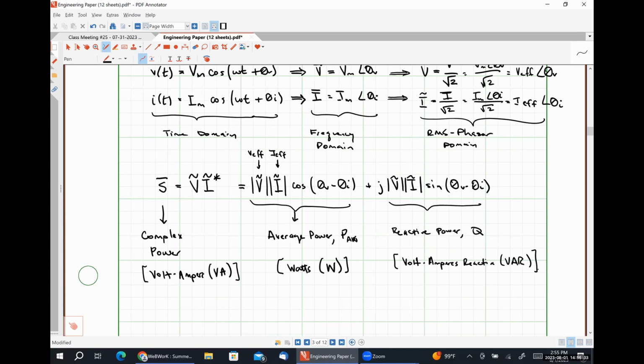Okay. The reactive power is the portion of the complex power that gets sent back and forth between the source and the load. So it represents energy storage in the system. We will not have any reactive power in a system unless there are energy storage elements like capacitors and inductors.